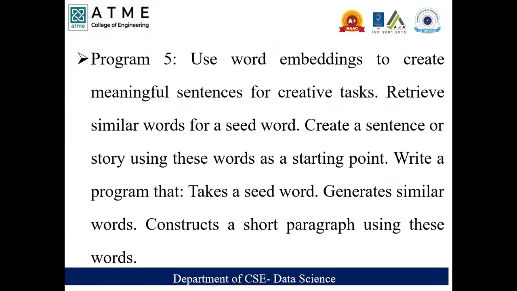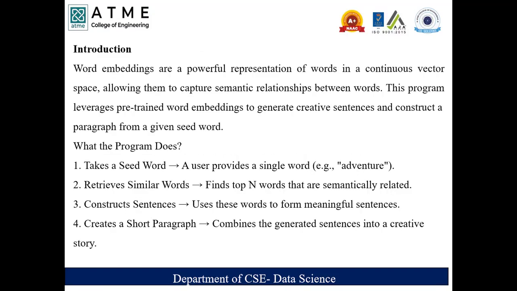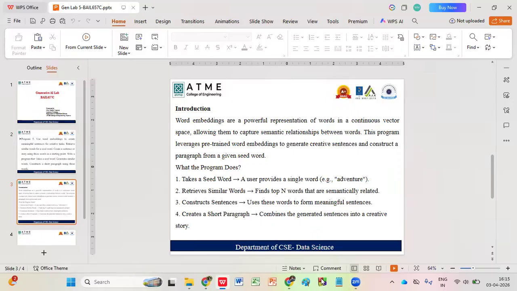So basically, we are going to take one particular word, call it a seed word, and then retrieve the similar words for that seed word. With the help of these semantically similar words, we are going to construct sentences. And with the help of all these sentences, we are going to create a short paragraph. So combining all these, we are going to form a short paragraph. Let's see how this program works.